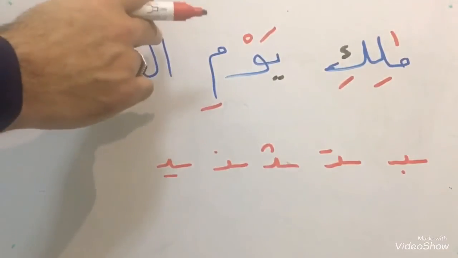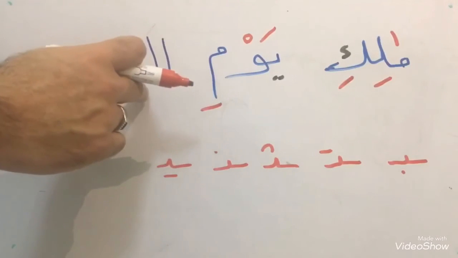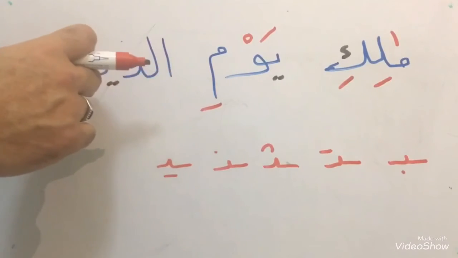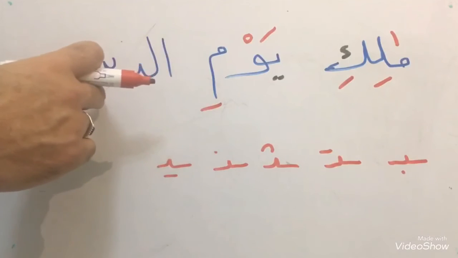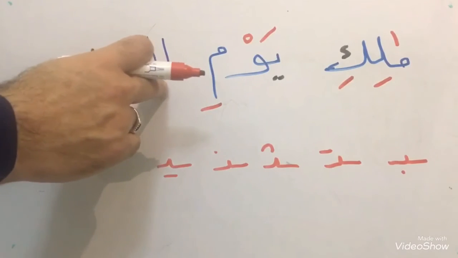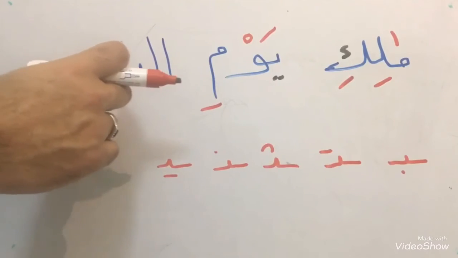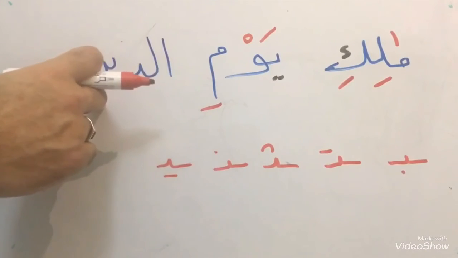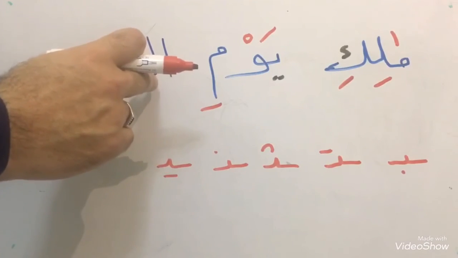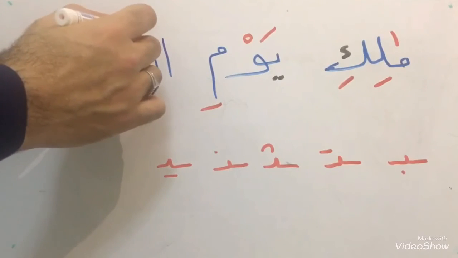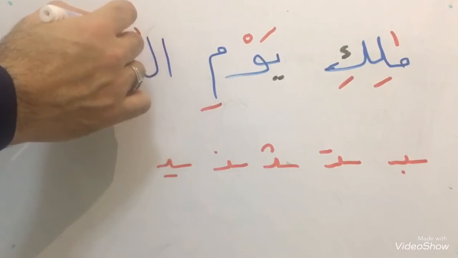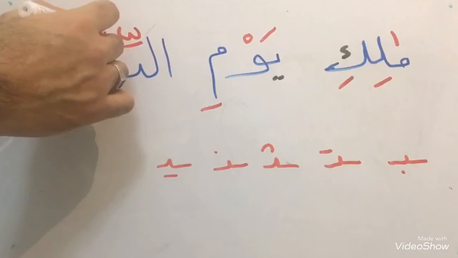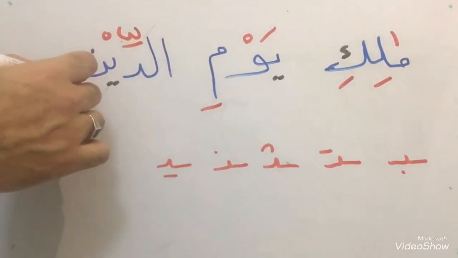Alif can't be pronounced. It is alif lam. Alif lam is used to make the noun definite. They were added to deen, religion. So we added alif lam to deen. Maliki Yawmi Deen. So dal has shadda and kasra, deen. Ya has sukoon, Maliki Yawmi Deeni.